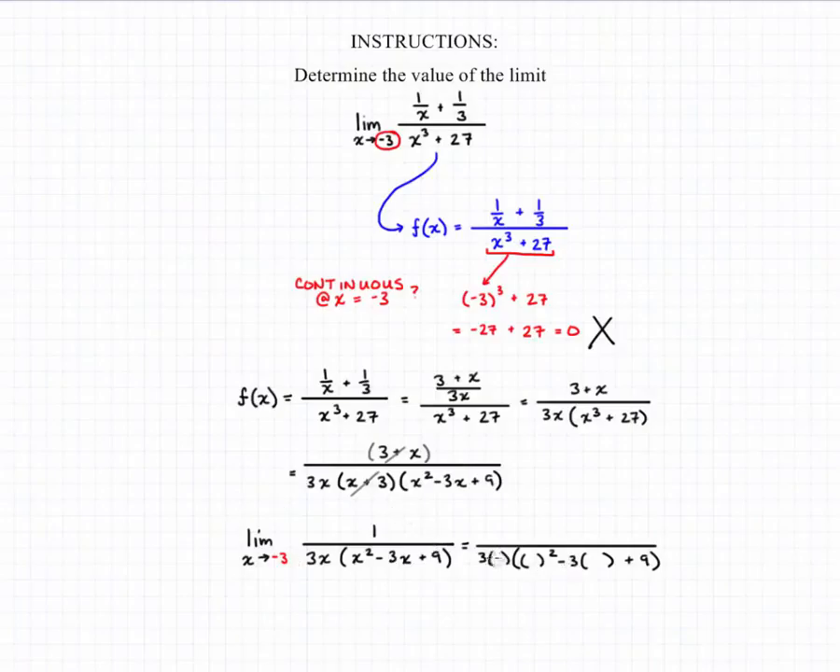So if we plug -3 in everywhere we see x, and we clean up our denominator a bit, we're going to end up with 1 over -9 times (9 plus 9 plus 9). And if we work that math out, we'll have our final answer, which is that the value of the limit is -1 over 243.